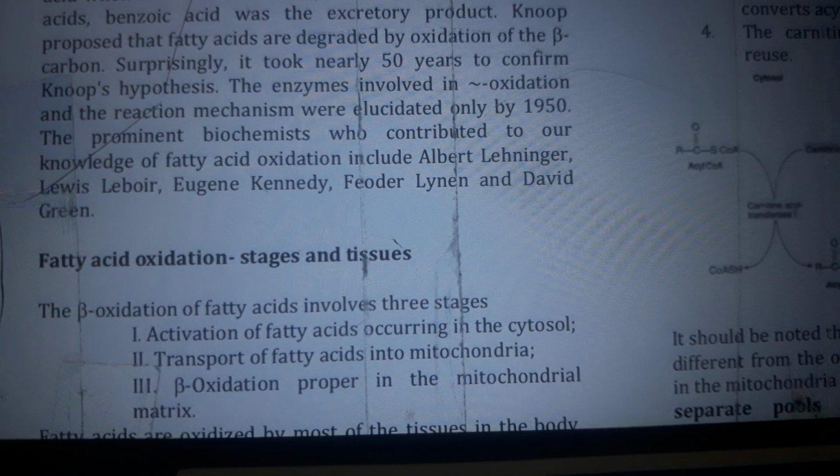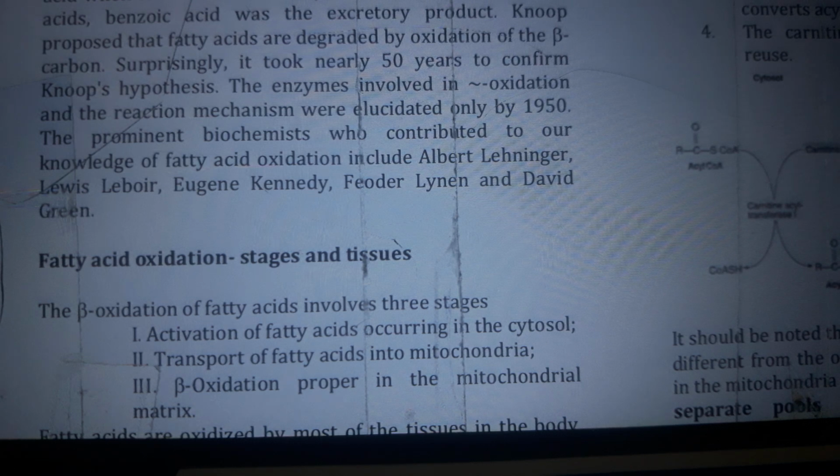The nature of fatty acid oxidation was identified as early as 1904 by Franz Knoop, a German scientist. He fed dogs fatty acids labeled at their last, that is omega, carbon with a phenyl ring. The dogs excreted in urine a final product, phenylacetic acid, when fed even carbon fatty acids. For odd carbon fatty acids, benzoic acid was the excretory product. Knoop proposed that the fatty acids are degraded by oxidation of the beta carbon. Surprisingly, it took nearly 50 years to confirm Knoop's hypothesis. The enzymes involved in beta oxidation and the reaction mechanism were elucidated only by 1950.